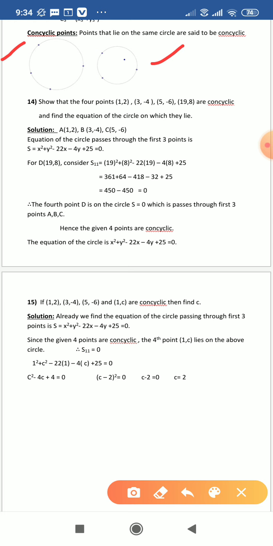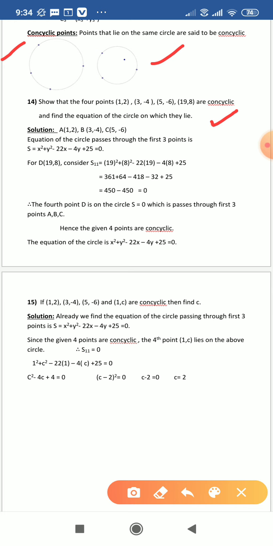This is also very important in IPE, 7 marks. Show that the points A(1, 2), B(3, -4), C(5, -6), D(19, 8) are concyclic and find the equation of the circle on which they lie. First we show that the 4 points are concyclic.